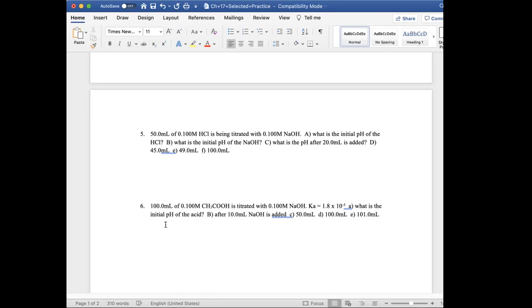So let me write this. K anything will equal the products over the reactants. If it's Ksp, solubility, it'll be the ions, because those are the products, over the solid, which is the reactant. So that's just true for everything. It's from something called the law of mass action. So anyway, Ka, right?